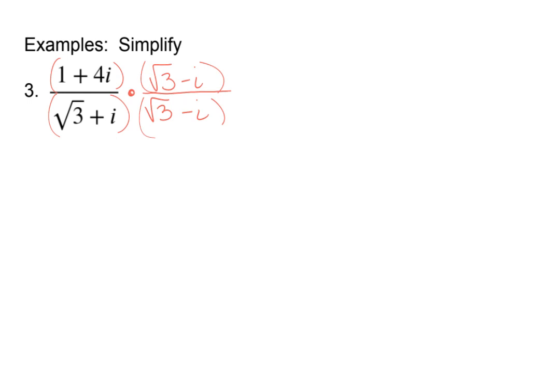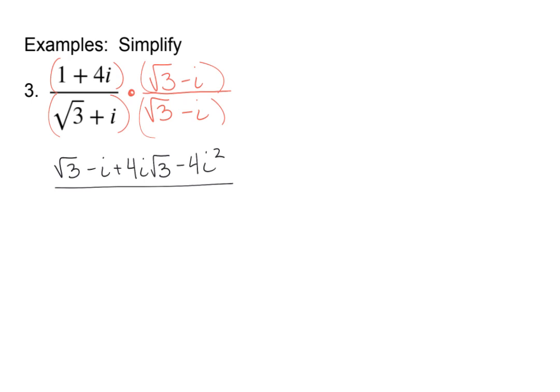Okay, let's do the top first. Up top, 1 times root 3, so that's just the square root of 3. 1 times -i, so -i. 4i times root 3. Well, 4i stands out and 3 stands underneath the root. And then the last, we've got 4i times -i. So it's going to be negative 4, and i times i, or i squared. We're going to be able to do something with that. Anytime you see an i squared, we're going to be able to do a little finagle in there.